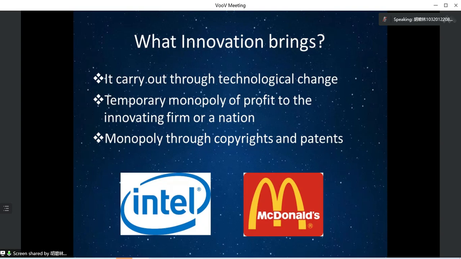Like you guys can see in this slide, there's Intel, there's McDonald's. These symbols are being monopolized by these companies, and their rights are protected by copyright law. Also, Intel has its own technology that other countries or firms can't 100% copy, because this innovation belongs to them.